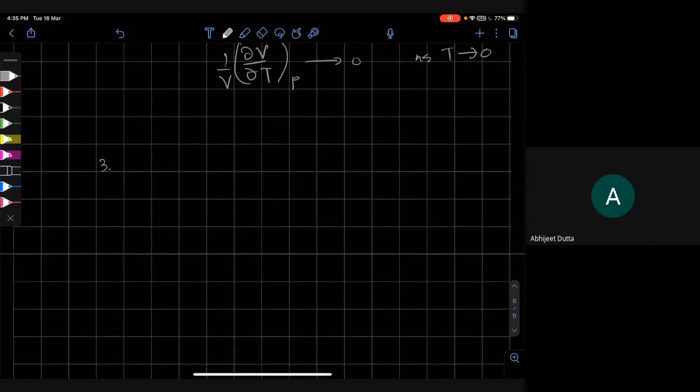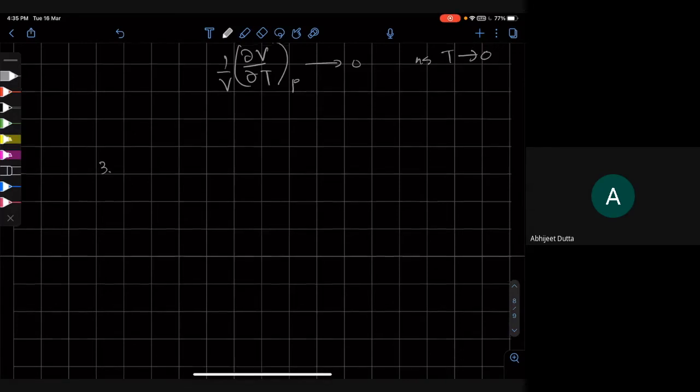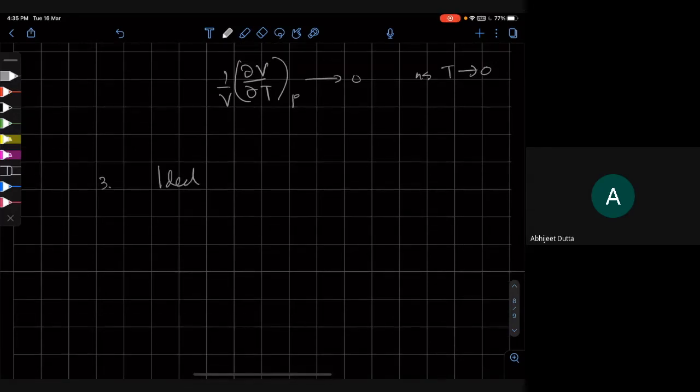So number 3 is that the ideal gas law already breaks down. We already saw that. Of course, it should, because no gas is ideal. Gases are not point-like molecules, not like billiard balls.